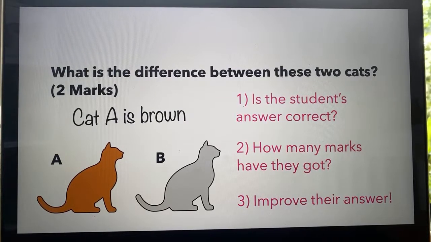So the student has written, cat A is brown. I want you to tell me, is the student's answer correct? How many marks have they got? And can you improve their answer? Maybe you can't improve it. Maybe you think that is the perfect answer.